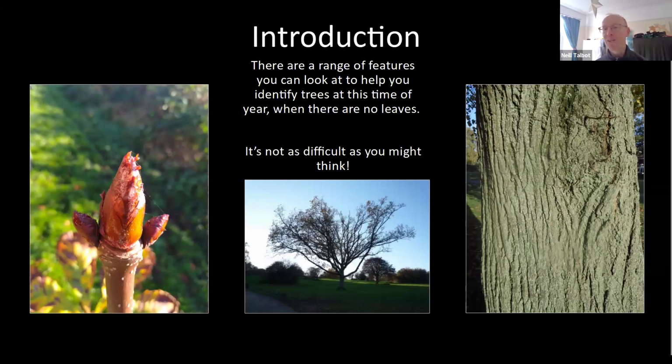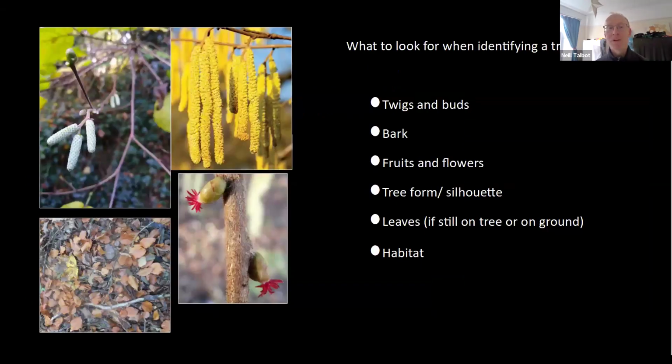So these three photos are just examples of the features you'd look at. There's a horse chestnut bud, but I'll talk about that more later. An oak, the shape of an oak, and also the bark of an ash.